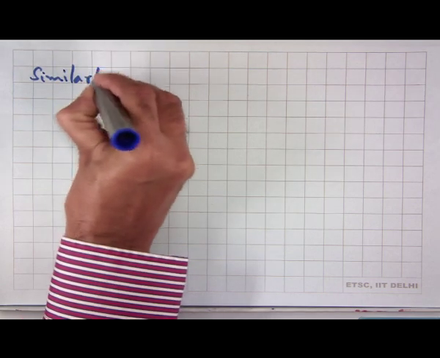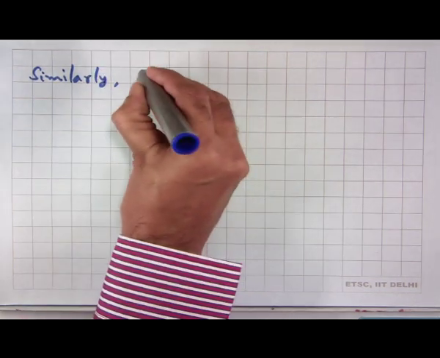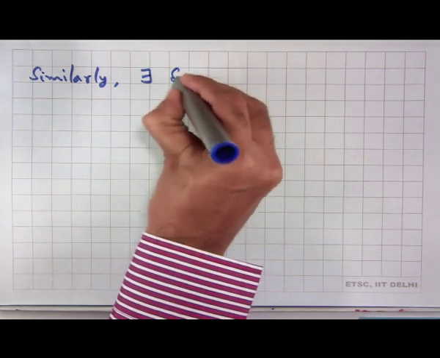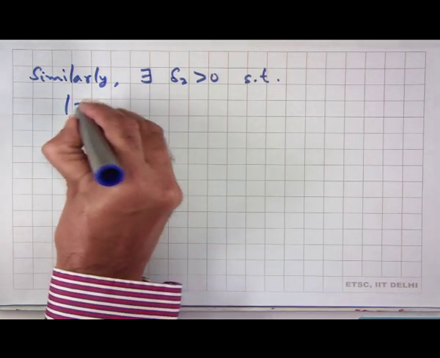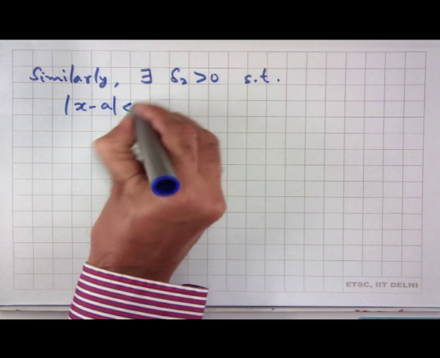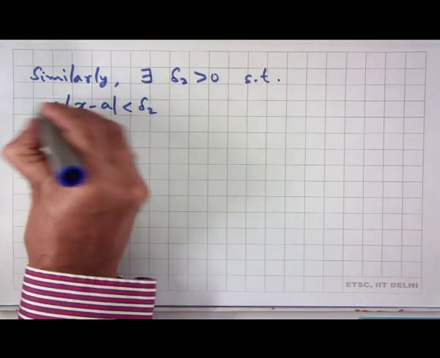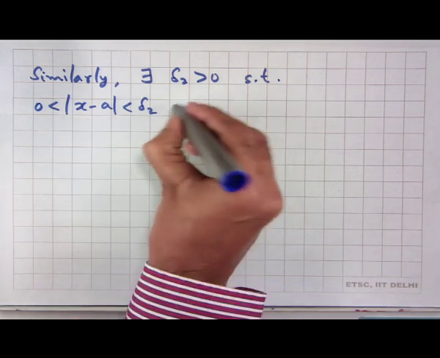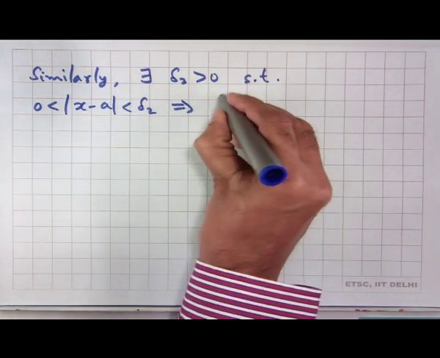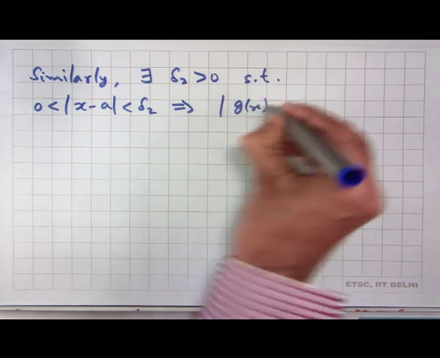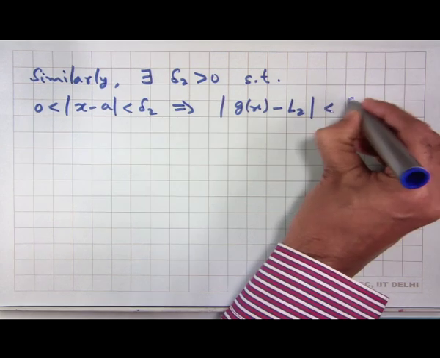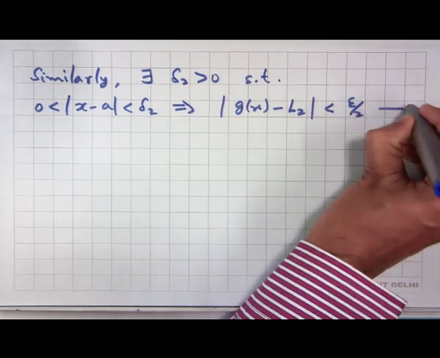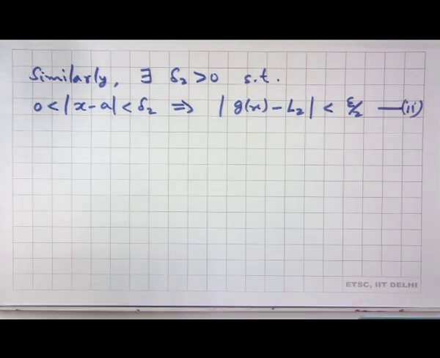Similarly, I can find there exists a delta 2 positive such that mod of x minus a less than delta 2 and x not equal to a should imply that mod of g x minus L 2 is less than again epsilon by 2. Let us call this 2.